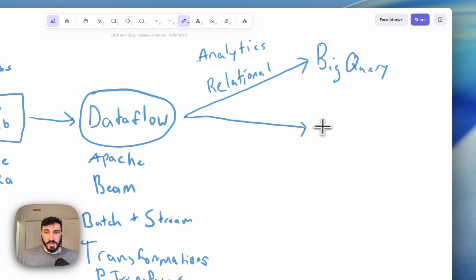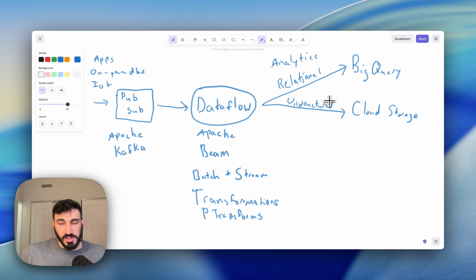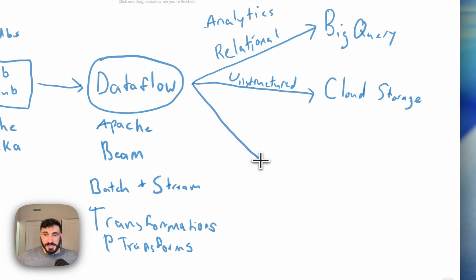You could send it to cloud storage. And cloud storage is for essentially unstructured data, right? Or just if you want a very cheap place to store the data, then you could send it to cloud storage. That is another pattern. And then the third destination that we'll put up on the board, but again, really you can send your data anywhere after Dataflow, would be Bigtable.